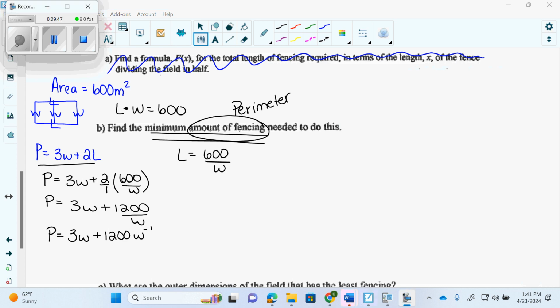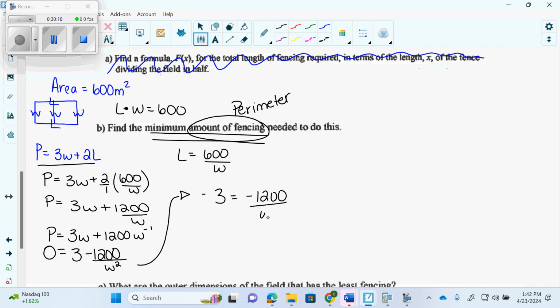So, if we want the maximum perimeter or minimum amount of fencing, we're going to take the derivative of this and set it equal to 0. So I get 3 minus 1,200 over W squared, or W to the negative 2. Then same thing we did before. We have to bring that 3 over first. So I get negative 3 equals negative 1,200 divided by W squared.